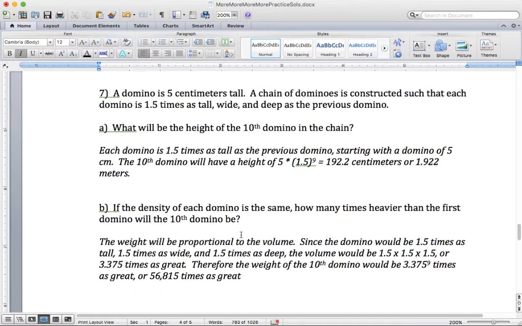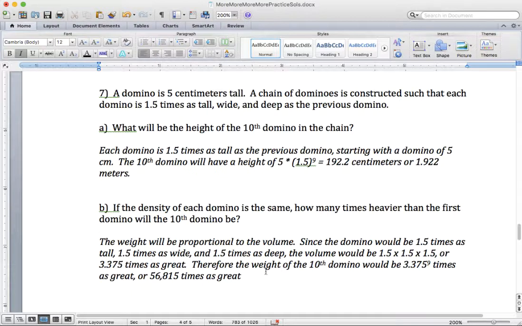Okay, if the density of each domino is the same, how many times heavier than the first domino will the 10th domino be? Well, now we're not just multiplying. When we're dealing with weight, weight increases along with volume. So when we're increasing the size of these dominoes, not only are we increasing their height, we're increasing their width, we're increasing their depth, and so the volume of each domino is going to be not 1.5 times as great, but 1.5 times 1.5 times 1.5 times as great, or 3.375 times as great.